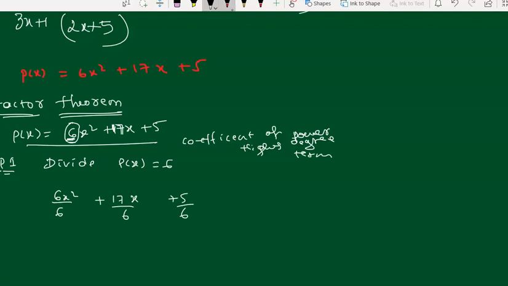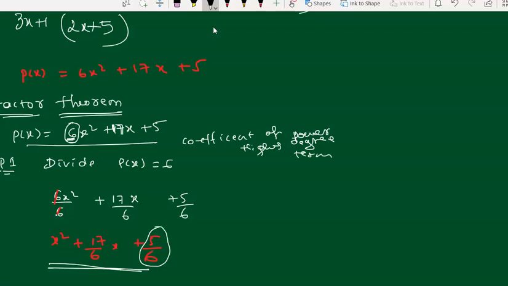Simply, here the 6 cancels out, and the rest you write as it is. So you got x square plus 17 by 6 x plus 5 by 6. This is now your polynomial. Now here we don't concentrate on the middle term, we concentrate on the constant term.